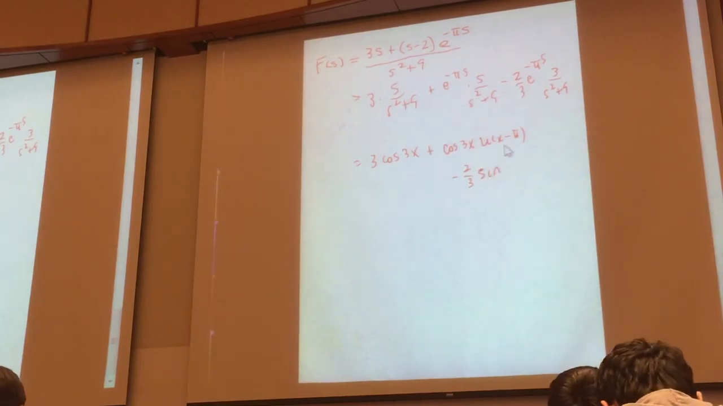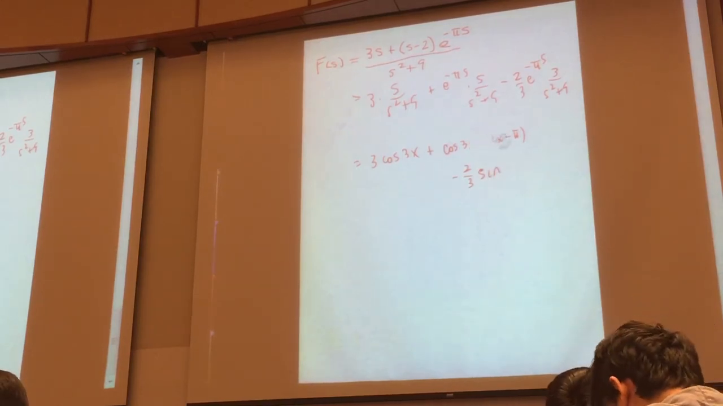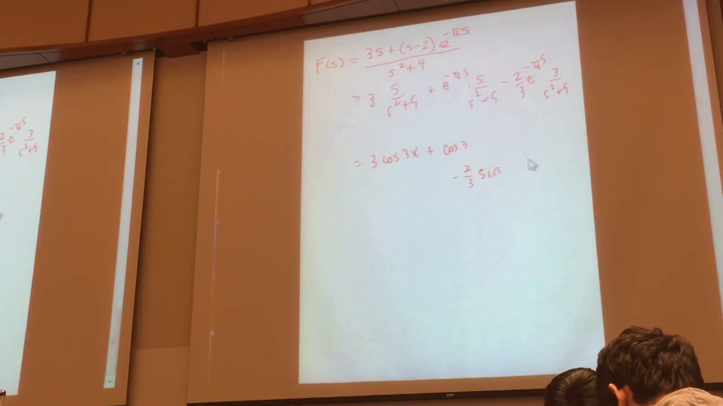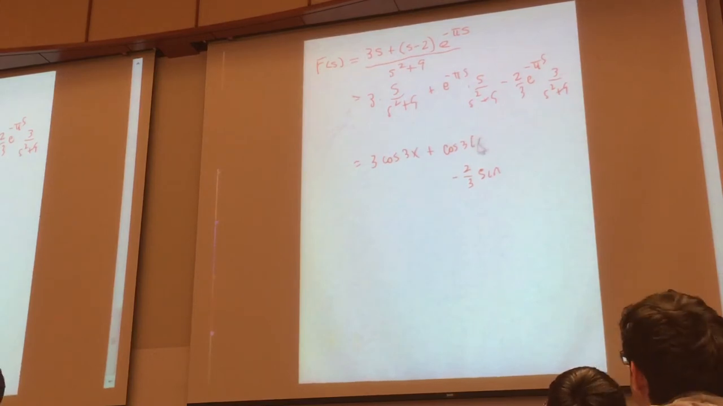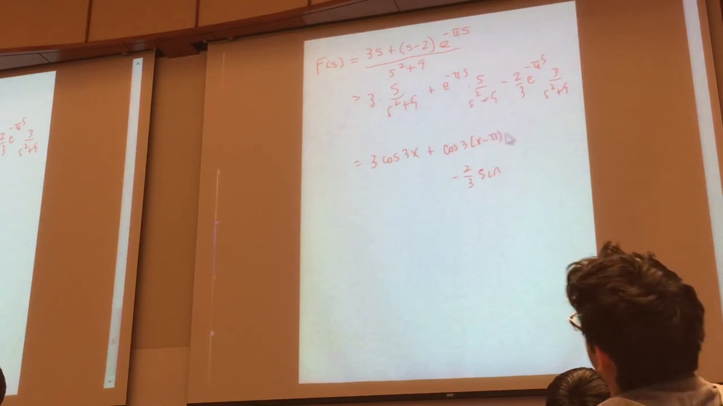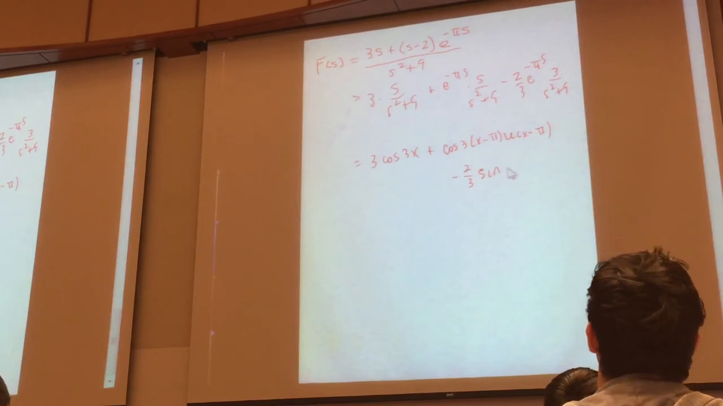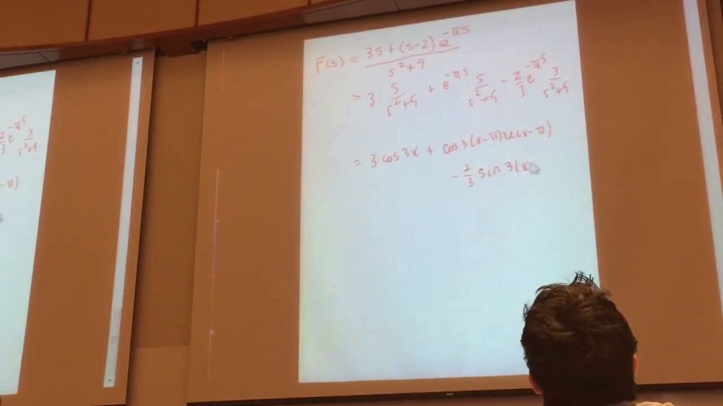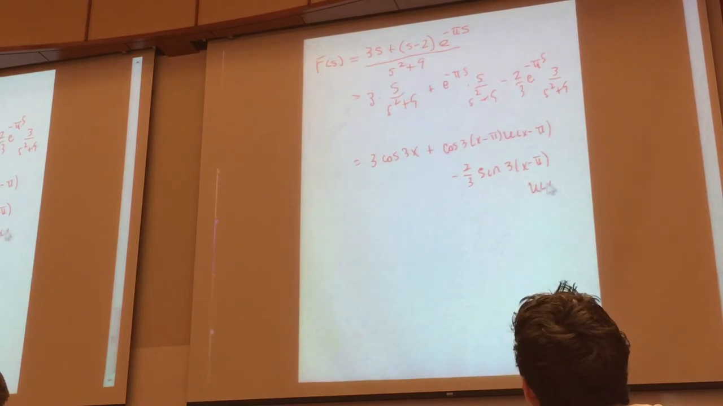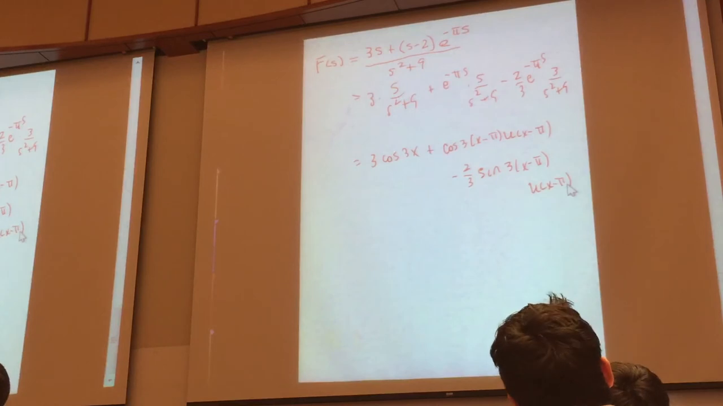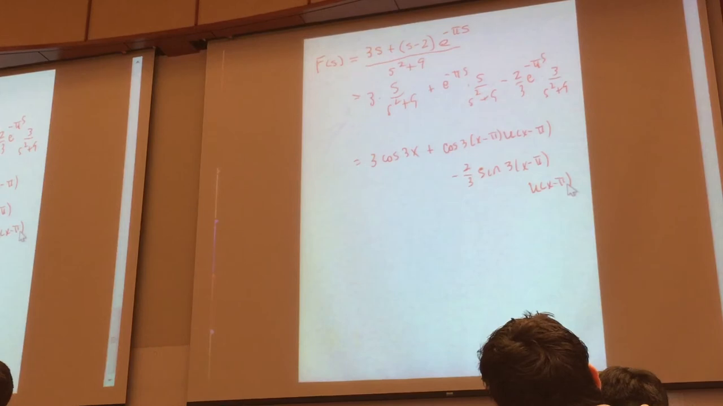sine 3. Ooh, Bobby, what I tell you. I would lose 10 points right on that spot. X minus pi, u of x minus pi, sine of 3 times x minus pi, u of x minus pi. And then, of course, you'd expand that 3x minus 3 pi and the cosine of 3x minus 3 pi. I'll just take a second.